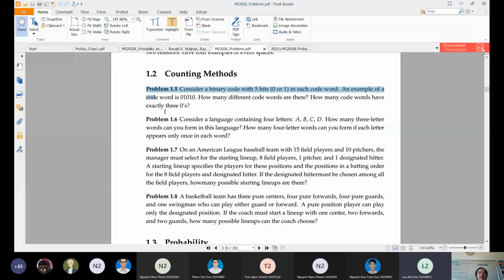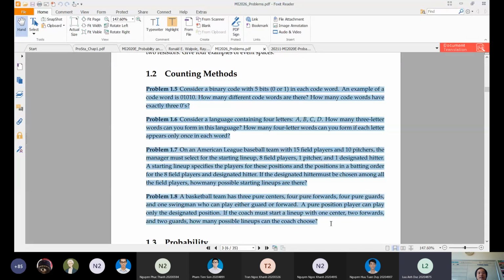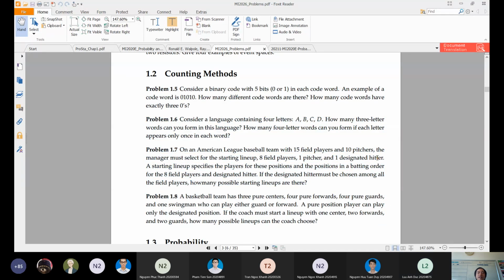Can you send all the files? Yeah, I will send it after. But now you can see it on my screen. It's better now. Yeah, okay. But I will send it after. I will give you some minutes to finish problem 1.5 to problem 1.8. Okay. I think they are not difficult, so you can do it now.